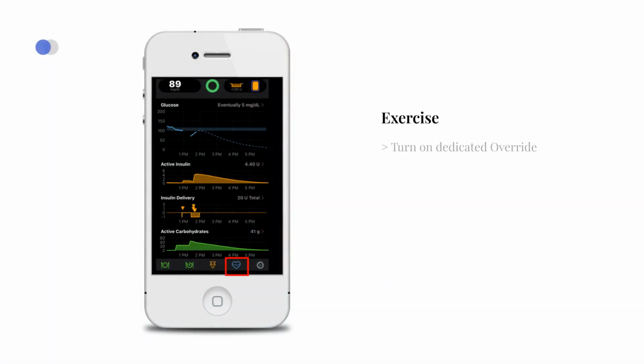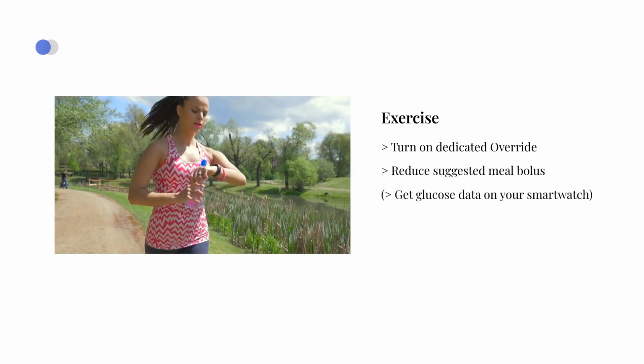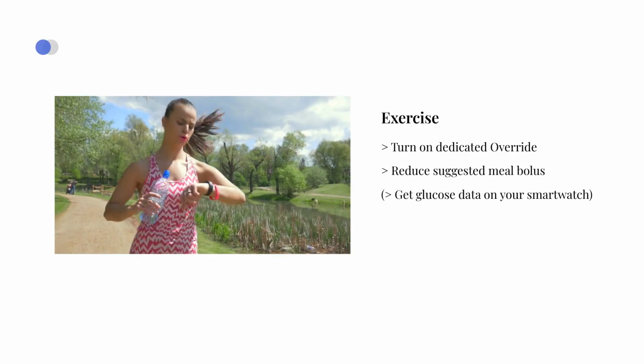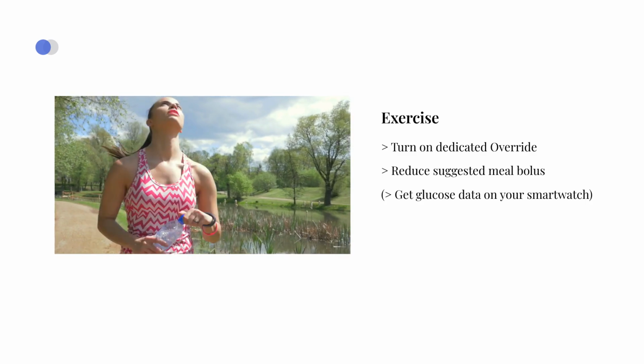During sports activities with DIY Loop, it is recommended to consider the following strategies. Use overrides to set a higher target range before and during exercise to mitigate the risk of hypoglycemia. As discussed in the general module on automated insulin delivery systems, reducing the meal bolus can also be beneficial. Monitor your glucose trends closely and make adjustments accordingly. Consider connecting your DIY Loop app to a smartwatch or cycling computer for easier access to glucose readings during exercise.